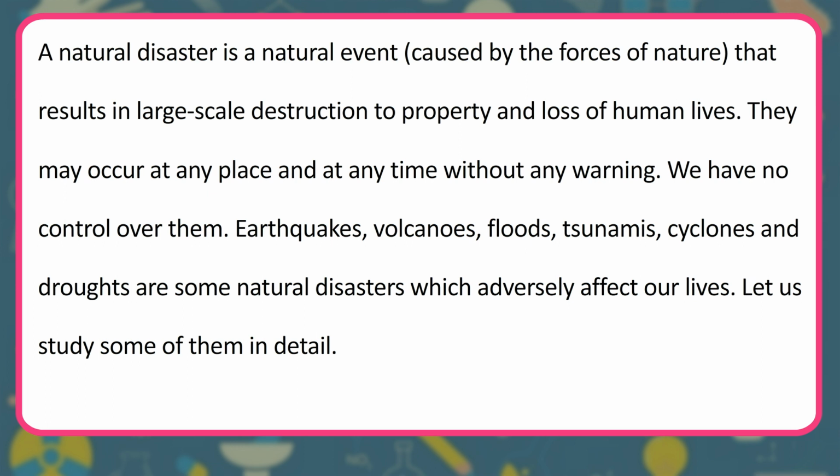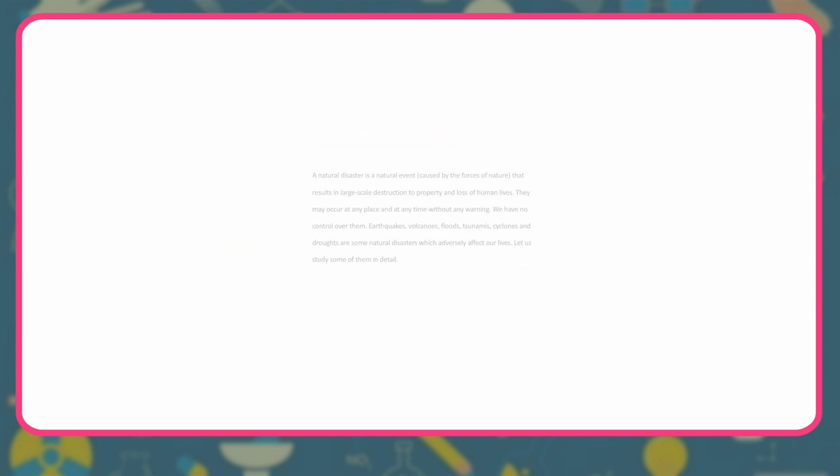property and loss of human lives. They may occur at any place and at any time without any warning. We have no control over them. Earthquakes, volcanoes, floods, tsunamis, cyclones and droughts are some natural disasters which adversely affect our lives. Let us study some of them in detail.